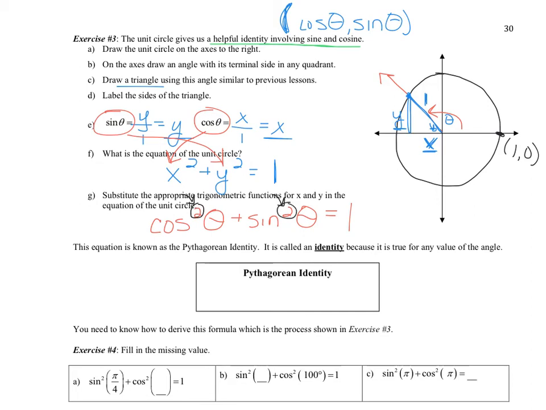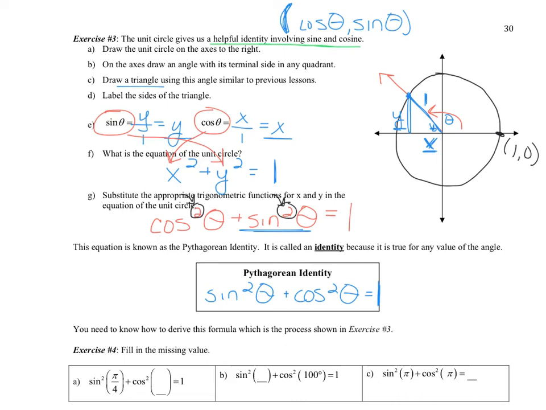Okay, so this equation is known as the Pythagorean identity. It is called an identity because it is true for any value of the angle. So I'm going to write it here. Typically it's written with sine first. So the Pythagorean identity is the sine of the angle squared plus the cosine of the angle squared equals 1, and that will always be true.